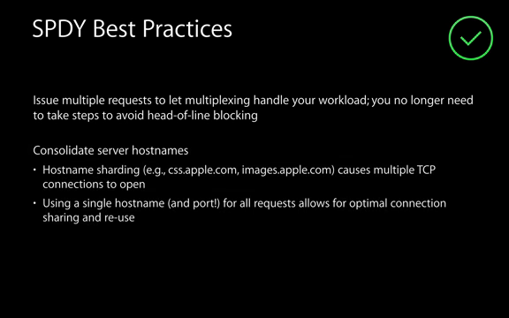Also, you might have spread your content across multiple host names, called host name sharding. So some resources might have been on css.apple.com, some on images.apple.com, and so on. And for HTTP 1.1, this made sense. It would cause us to open multiple TCP connections, which would boost performance.